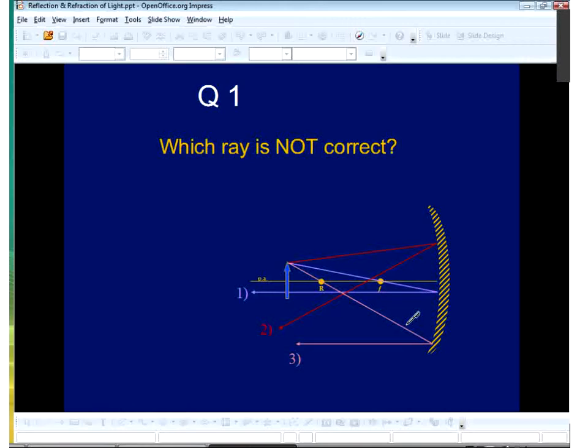Now, answer this question, which is not correct. 1, 2, 3. Yes, it has to be 3. Ray going through C must bounce back, but it seems to be going somewhere else. It should have come back. 3 is not correct.